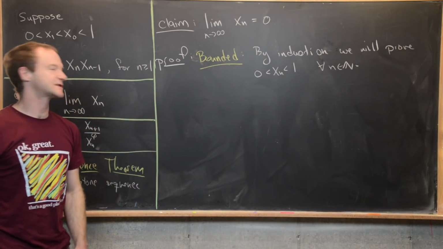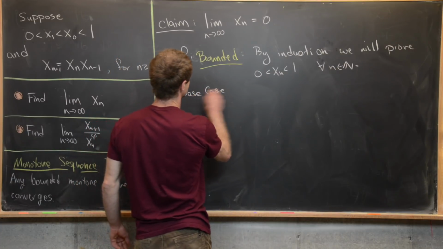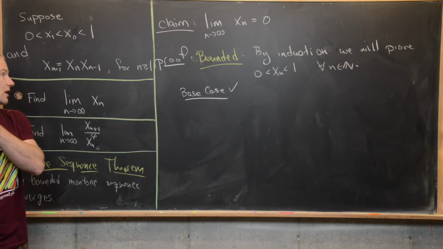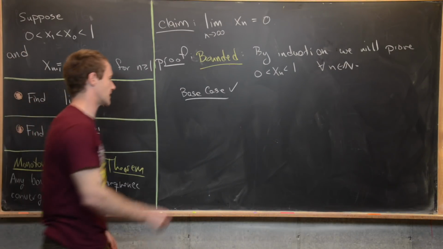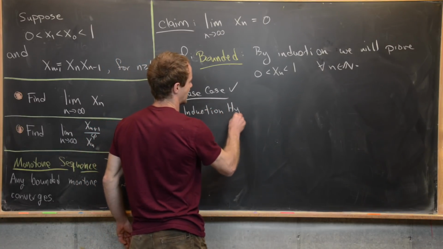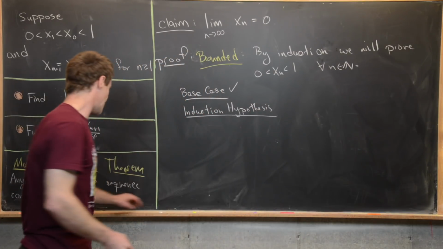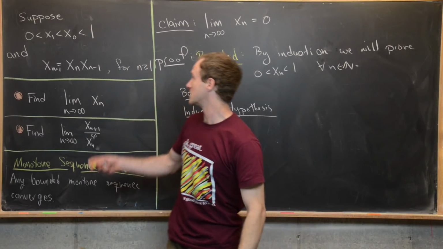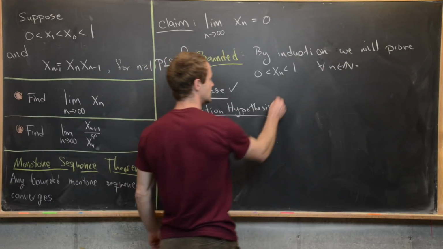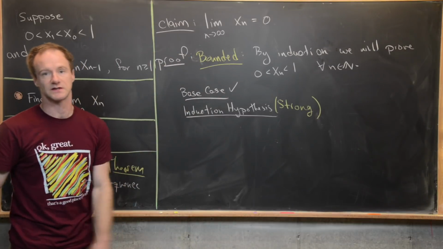Okay, so let's notice first of all that our base case is already sorted because we have assumed from the beginning that x1 and x0 are between 0 and 1. So we're good to go there. Now let's make an induction hypothesis, and I want to point out here that I'm really making a strong induction hypothesis. That's because I need some information about what's happening with the previous two terms, not just the previous term. So this is going to be a strong induction hypothesis.